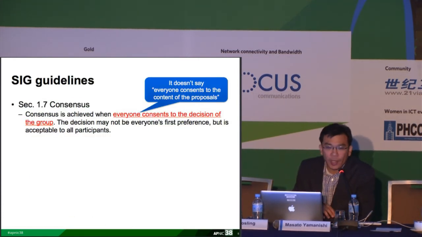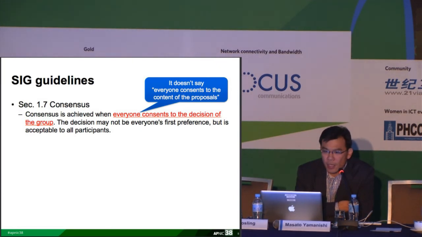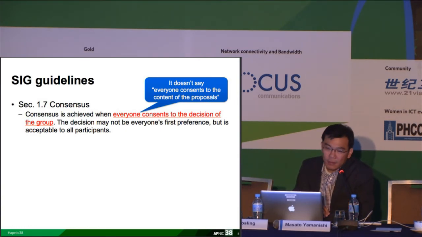Then in SIG guidelines, section 1.7 defines consensus, but it says consensus is achieved when everyone consents to the decision of the group. So it doesn't say everyone consents to the content of the proposal. Even if some people are personally against the proposal, if he or she can agree to the decision of the group, it is consensus. Okay.